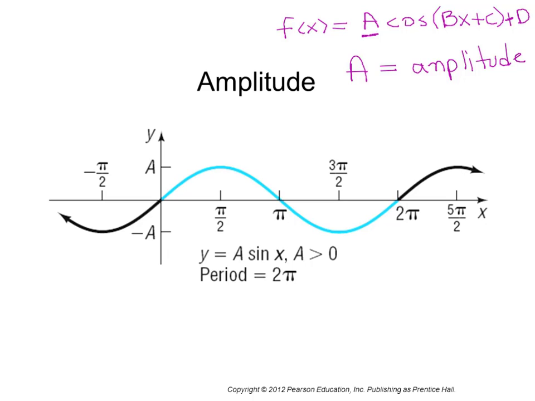And then we know the period is equal to 2 pi for sine and cosine, but if we have a compression, the new period is 2 pi over b. Don't worry about this c for the moment. We'll deal with that later. But the period is 2 pi over b.